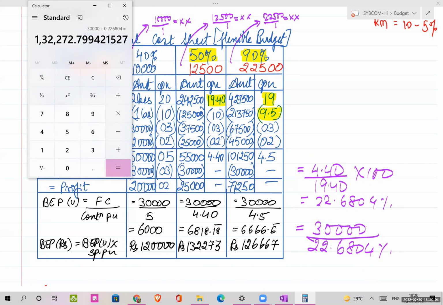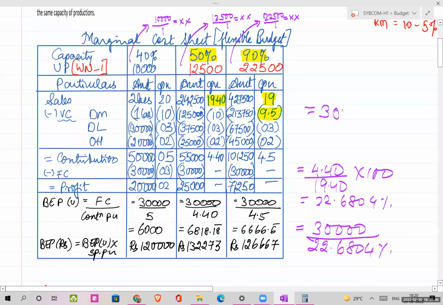And then coming on to the last part, the last column of 90%. So fixed cost is 30,000 divided by 4.5 contribution, which is 6,666.66666. Multiply this with the selling price. So this is my BEP in rupees. I can use the other formula, contribution 4.5 divided by 19 sales into 100. So what did it come to? 23.6842. You can go up to 4 decimals.